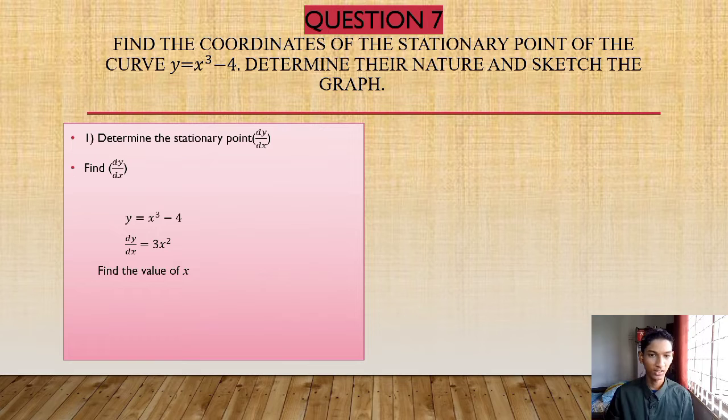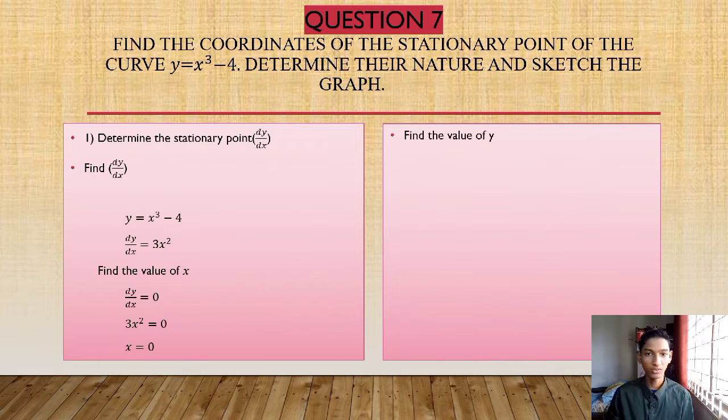Next, we must find the value of x. dy/dx equals 0. So the value of dy/dx, we need to substitute into the equation. So 3x squared equals 0. The value of x will be 0.